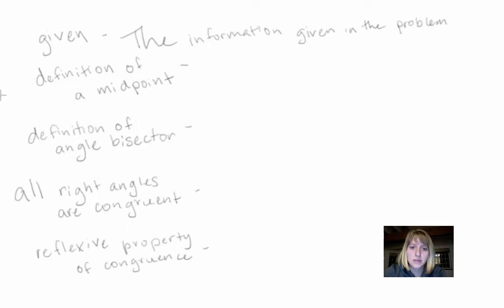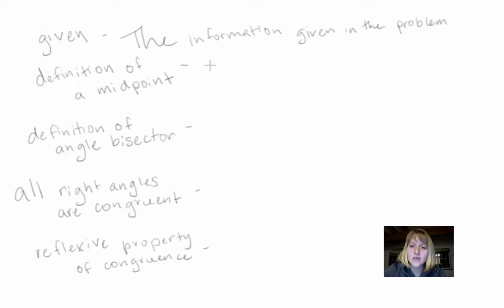So the first one I wrote down for you is given, the information given in the problem. Whatever they said at the beginning, AB equals CD, or M is the midpoint of such and such, that is your given information, and that is information you can use in your proof. So definitely write that down. Your first two steps of your problem should be this information, reason: given. This information, reason: given. All the information they gave you.